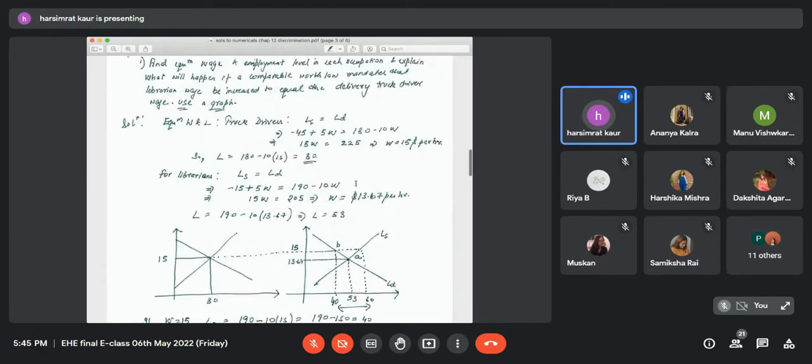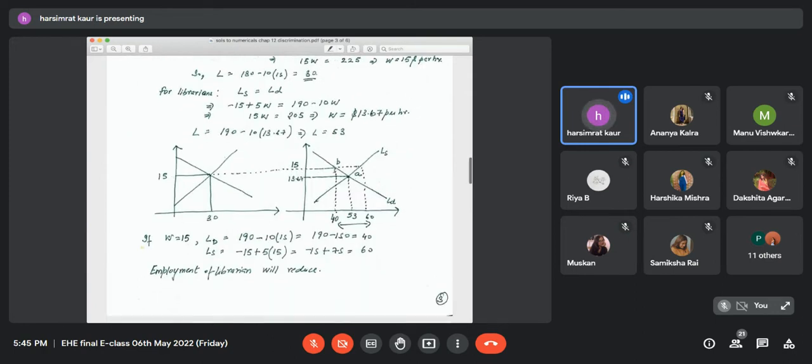Now guys, they have asked that due to the comparable worth law, we are saying that $15 should be provided to librarians as well. So guys, you can create this diagram and see what happens if I'm giving them the $15. Supply will be much larger, but ultimately I will be demanding only, you can say, 40, or I will be moving to point B. So guys, there is a shift from point A to point B. That is, there will be a rise in the unemployment in this sector.